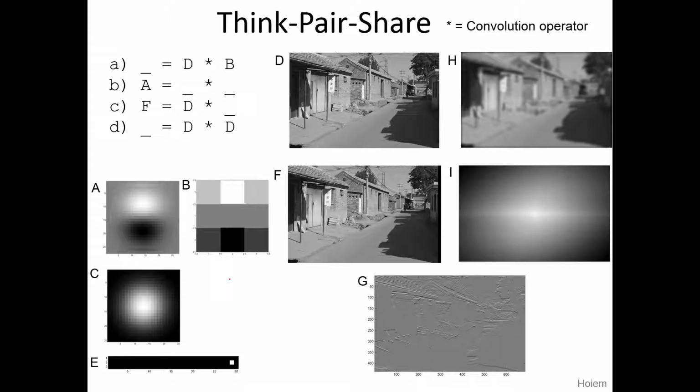We talked about quite a few filters and so on. Can you fill in the blank for this? What was D convolved with B? What do you think it's supposed to be? Which one does it look like? So B, of course, is a filter, right?